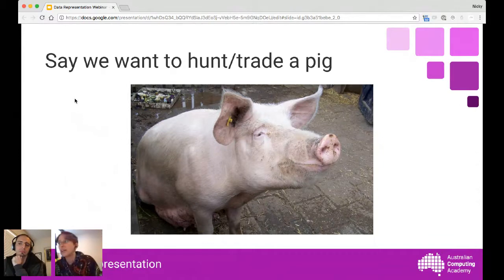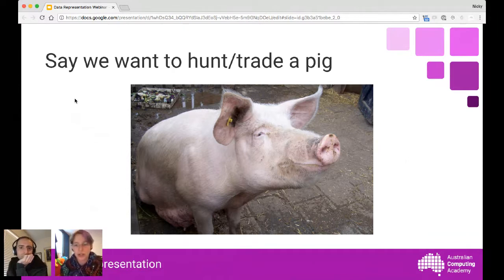So if we want to trade a pig, trade has historically been a huge driver of human improvement, you could say. So I could take my pig down to the market, and that's all great. And it's kind of annoying when there's one pig, but it's very annoying when there's more than one pig. It's very annoying when there are 30 pigs. It's just not useful. It's not practical. So we need a better way of actually representing this pig.